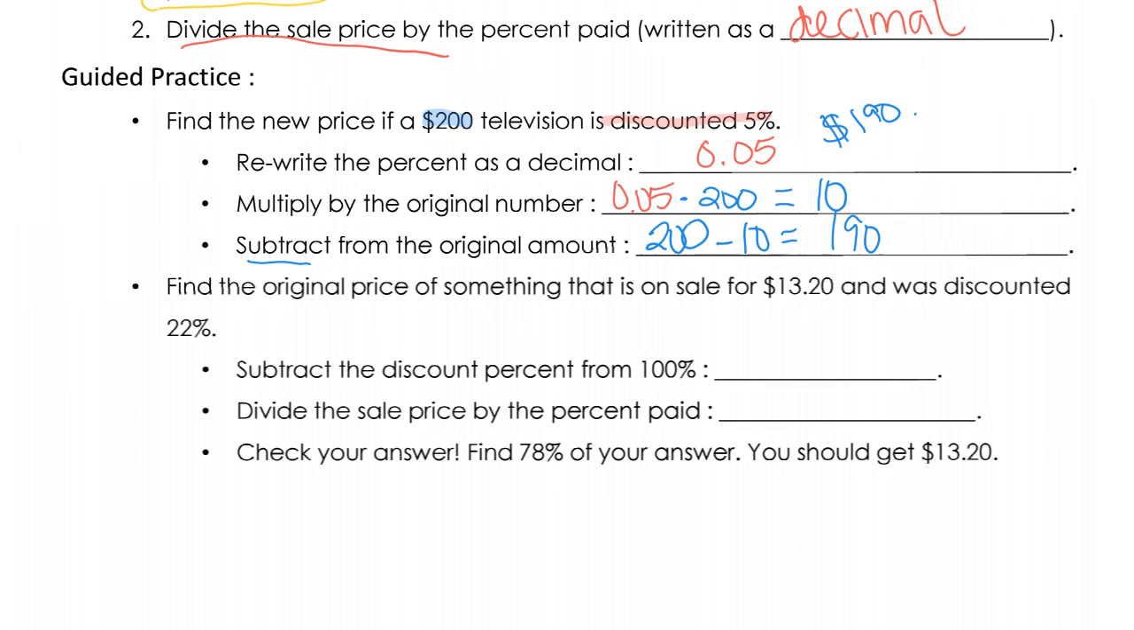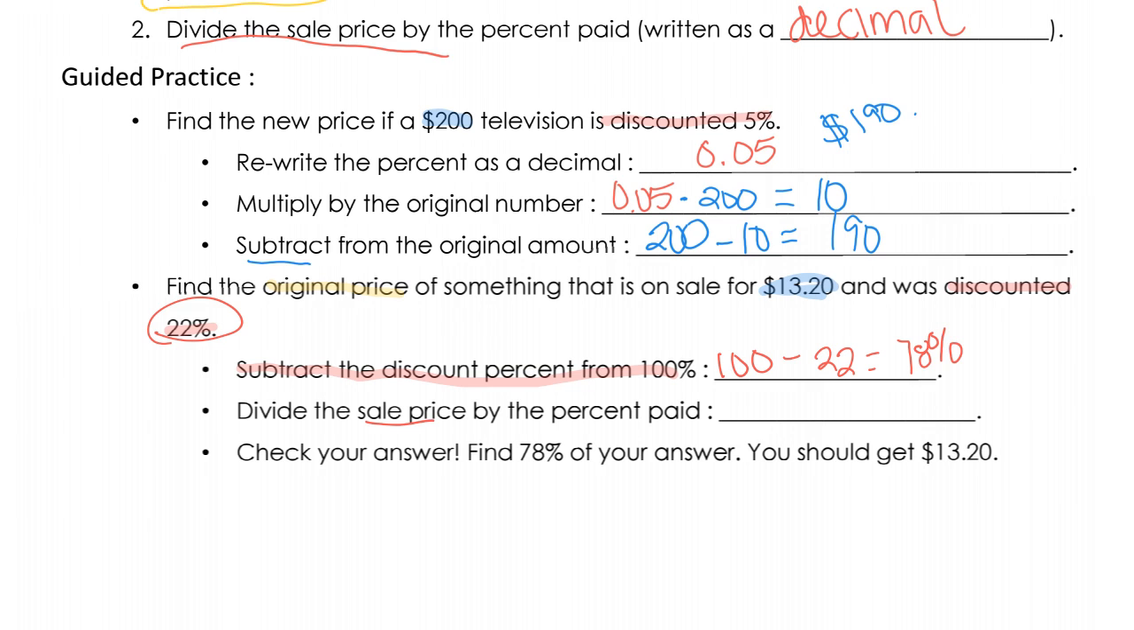So we want to find the original price of something. Okay, finding the original price of something that's on sale for $13.20. And it was discounted by 22%. So, as mentioned before, we would subtract the discount percent from 100. So we would do 100 minus our discounted percent of 22. So in my calculator, I'd do 100 minus 22. And you're going to get 78% was what percentage we paid for the product.